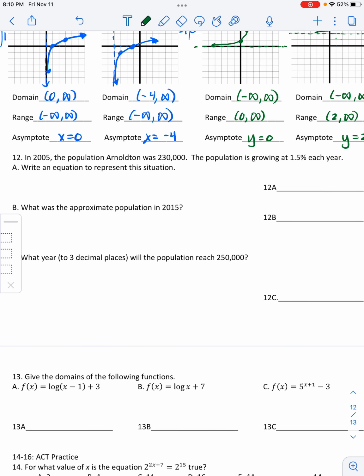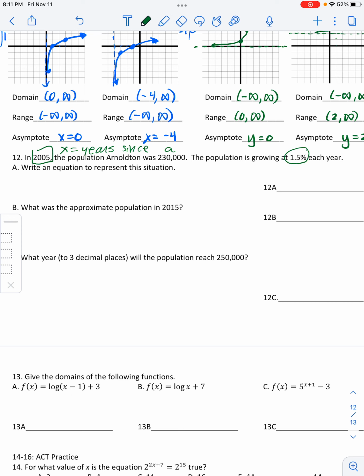In 2005, a population, Arnoldton, okay, Miss Arnold must have made that up, was 230,000. So this is my starting value. This is my starting date. So if I let x equal years since then, it's going to be years since 2005. The population is growing at 1.5% each year.